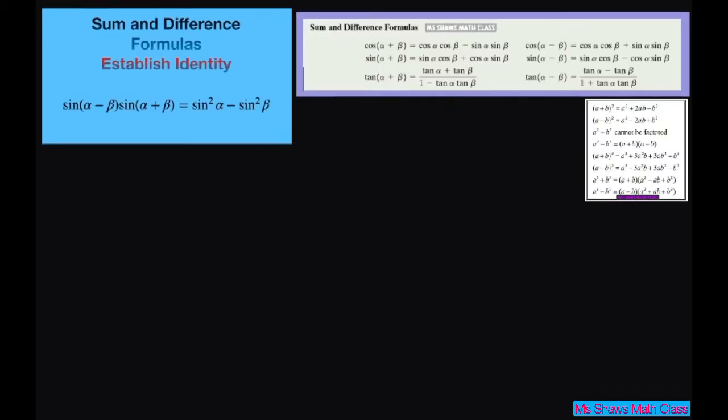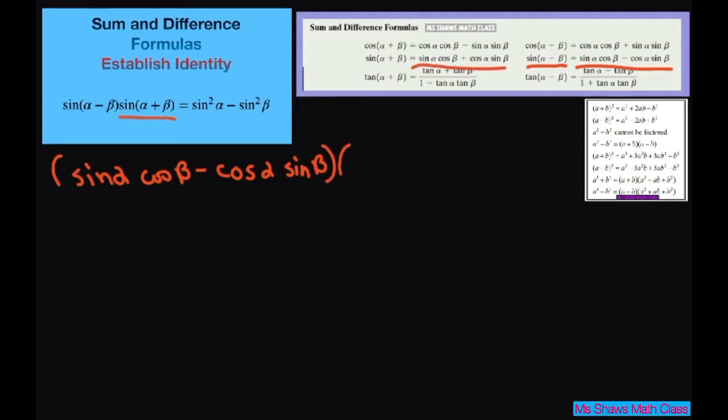So the first part is we're just going to expand this. I'm going to expand it this way for the first one. So that's going to be sine of alpha times cosine of beta minus cosine of alpha sine of beta. And then for this part, I'm using this. So that's going to be sine of alpha cosine of beta plus cosine of alpha sine of beta.